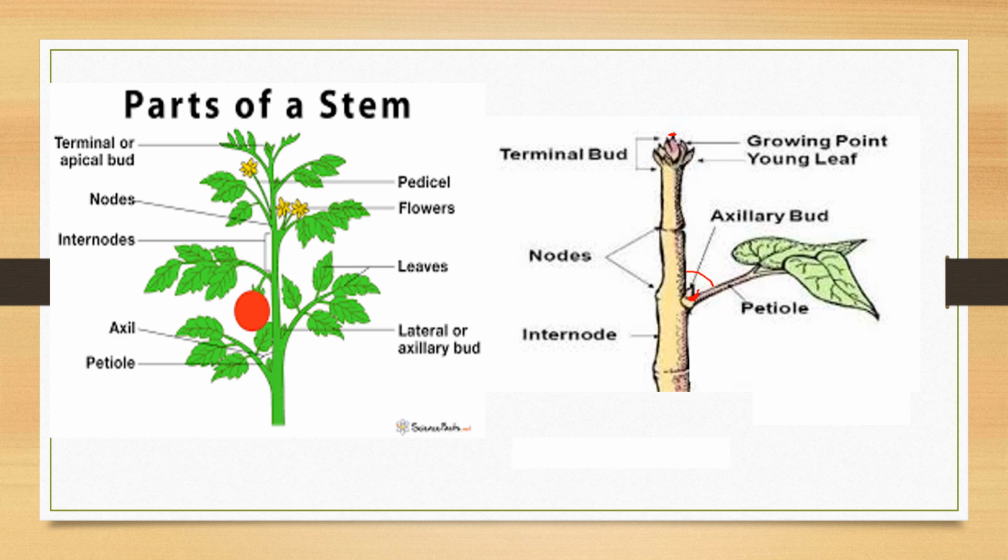In the stem there are nodes. Okay, these are nodes, and the space between two nodes is called internode. This space is called internode. And also we said the stem bears the reproductive organs, which are flowers, and also there are fruits in some plants. Okay.